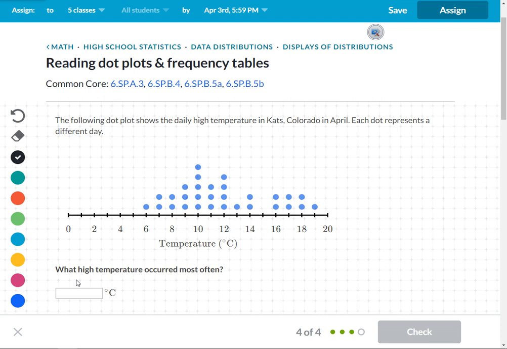What high temperature occurred most often? So most often, again, that number that is the most is also known as the mode. And in this case, the mode is going to be very easily seen because you just look for the number, or look for the data point that is the tallest. And that would be 10.